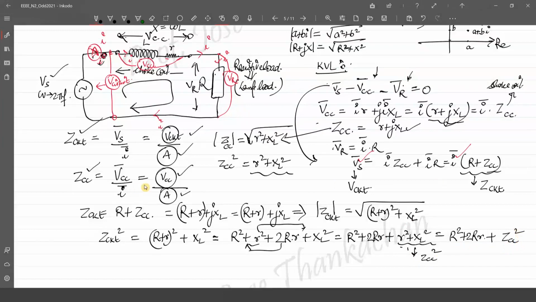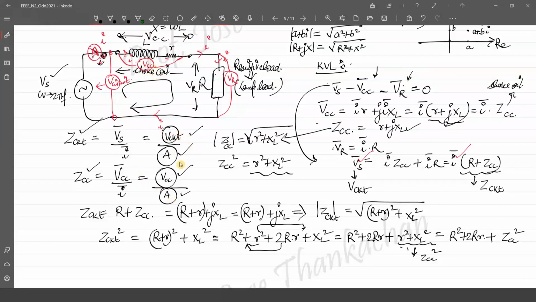Fine. So we know from this circuitry what all we have connected. We have connected a voltmeter here, which measures the voltage across the total circuit, VCKT. We have connected an ammeter here, which measures the total current through the circuit. Then we have connected a voltmeter across the choke coil to measure the voltage across the choke coil. We are calling it VCC.